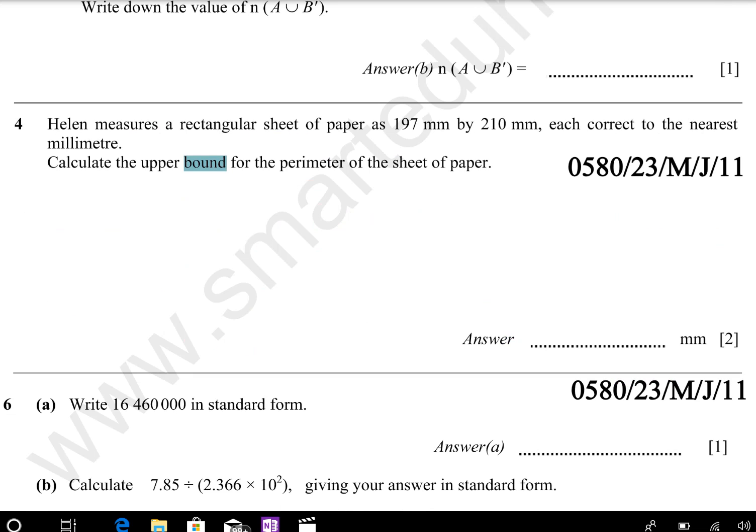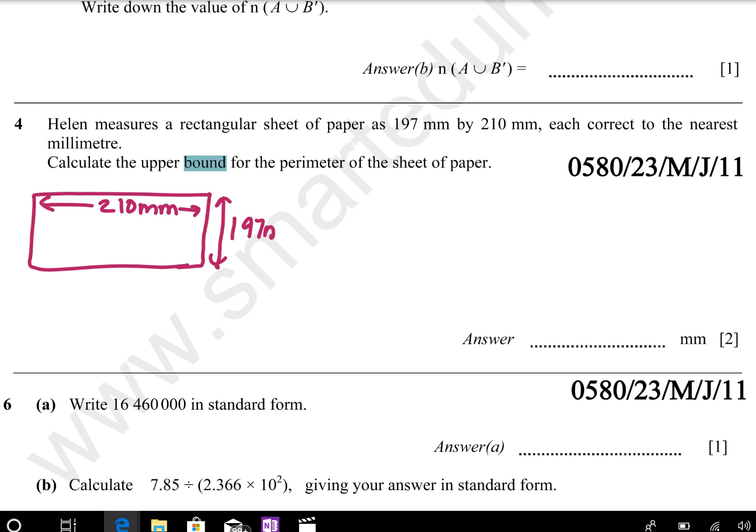This question has been taken from May June 2011, paper 2-3, and that's question number 4. Helen measures a rectangular sheet of paper 197 mm by 210 mm. So let me just draw this first. So this is 210 mm and the width is 197 mm. So they are telling you the measurements are to the nearest millimeter. So nearest millimeter means 1 millimeter divided by 2, which is 0.5 millimeters.